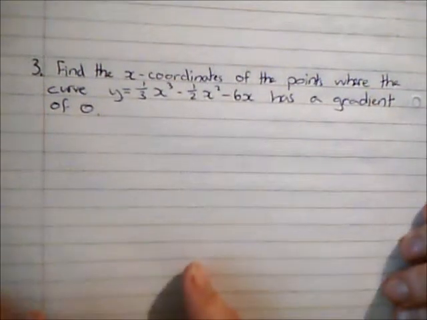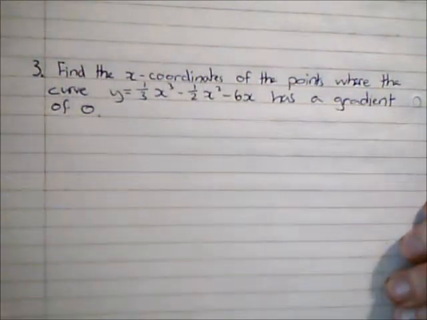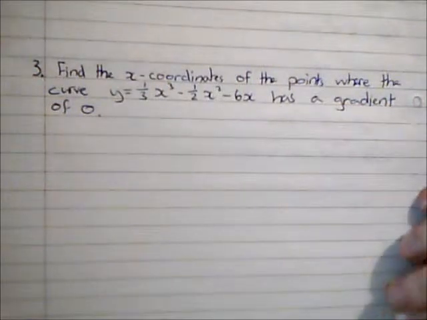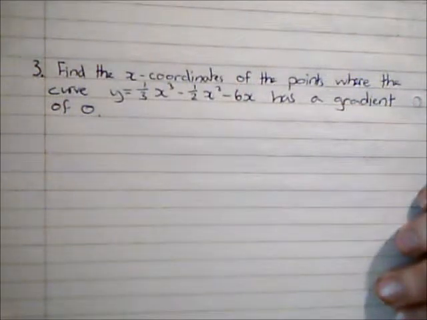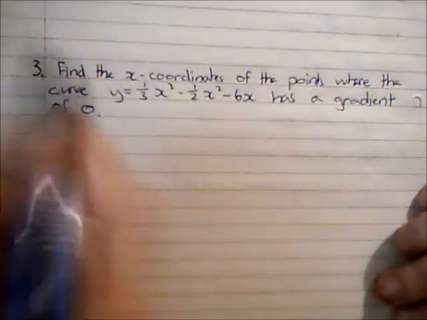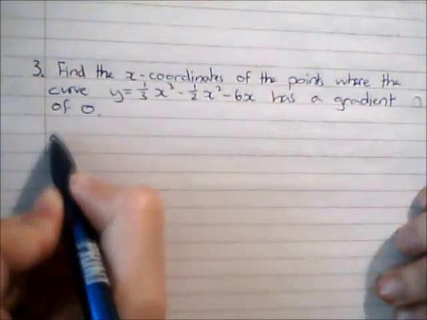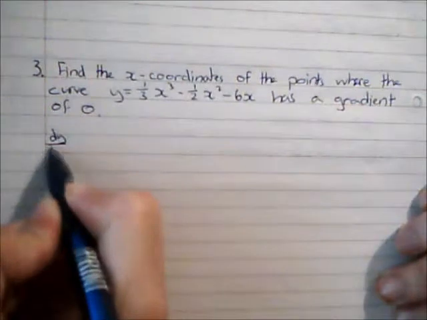This final example, a lot longer question here. So we're asked to find the x coordinates of the points where the curve y equals a third x cubed minus a half x squared minus 6x has a gradient of 0. So we're looking at the gradients, so I'm going to find an expression for the gradient to start with, so dy by dx.